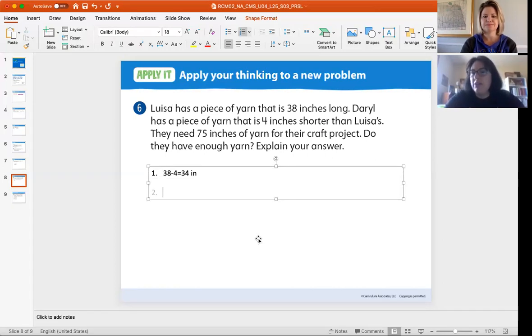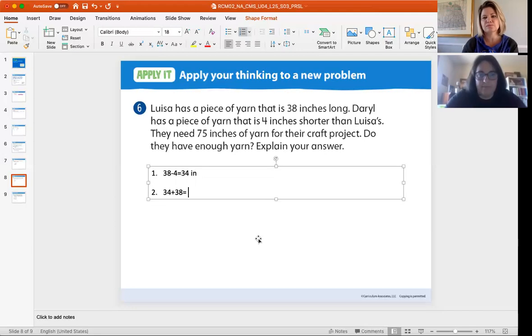All right. Now, what are we going to do for step 2? Okay, so I know that I need to see how much yarn they have together. So I need to add their pieces of yarn together. I'm going to take my answer from step 1 first, 34. Yep. Then I'm going to add it to Louisa's yarn, which was 38. Right. And then I'm going to see how long it was all together.